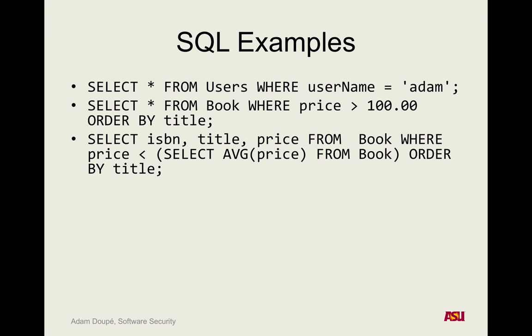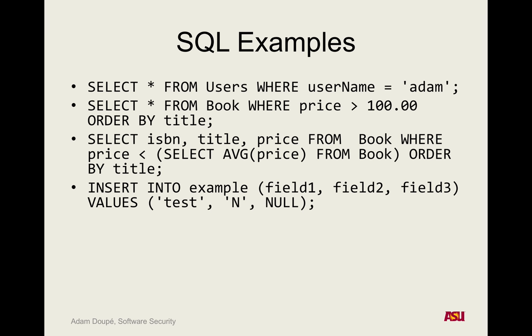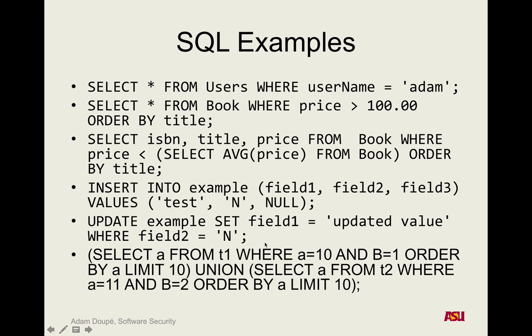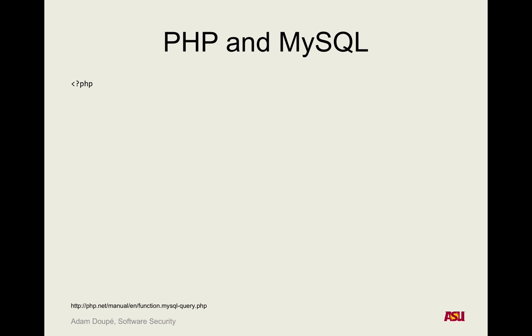You can do complicated nestings of queries. This is selecting the ISBN number column, the title column, and the price column from the book table, where the price column is less than select the average price from book. Average is a function, so it's going to average all of the prices. So this is getting all of the books that are less than the average price from the database. It's doing subqueries. This is an insert: insert into the example table column 1 of field 1, column 2, field 2, column 3, field 3 values test, n, and null. Update table example, set column field 1 equal to updated value where column of field 2 is n. You have unions, which are crazy, which I'm not really going to get into right now.